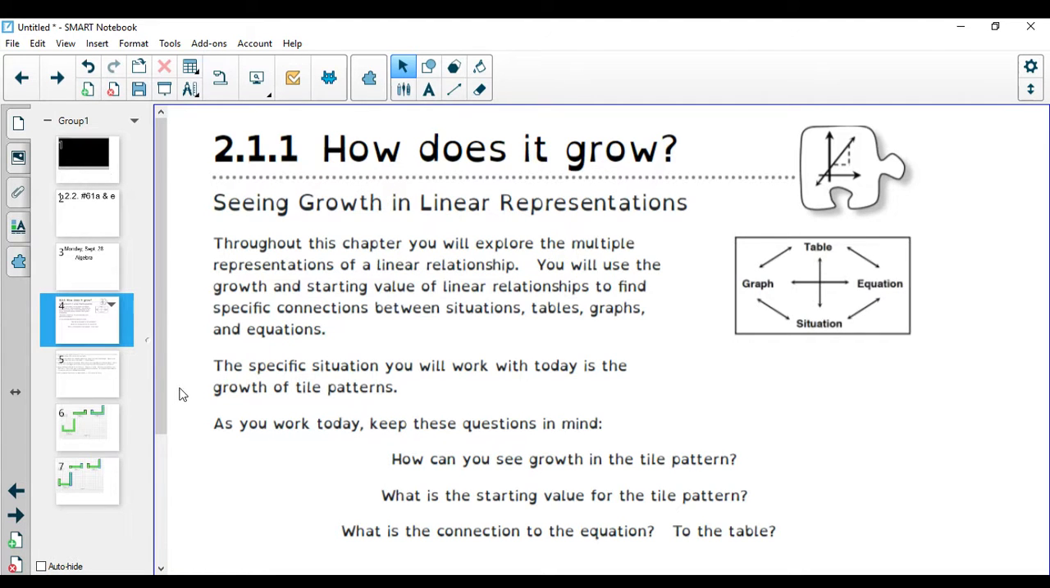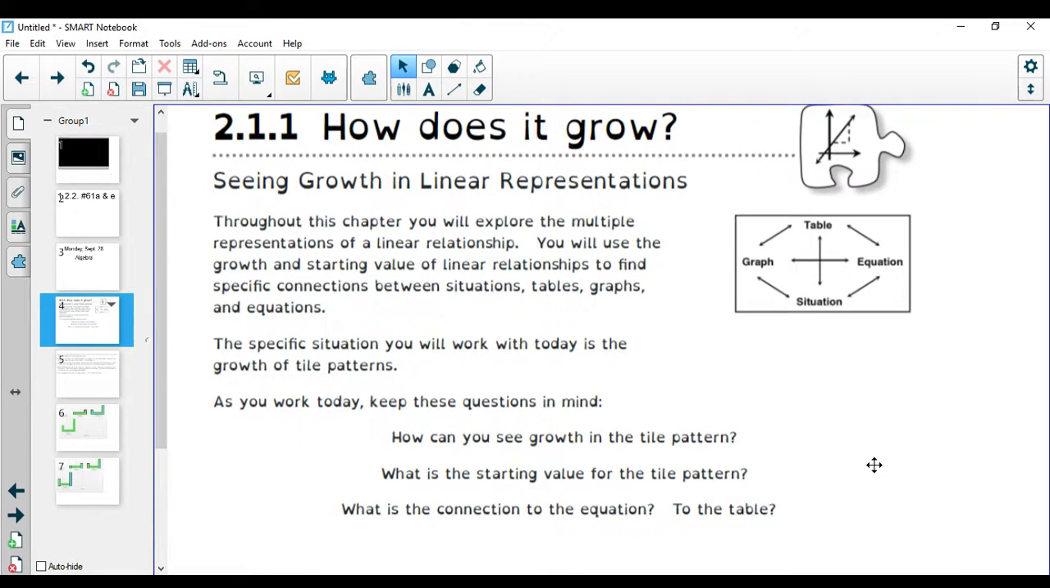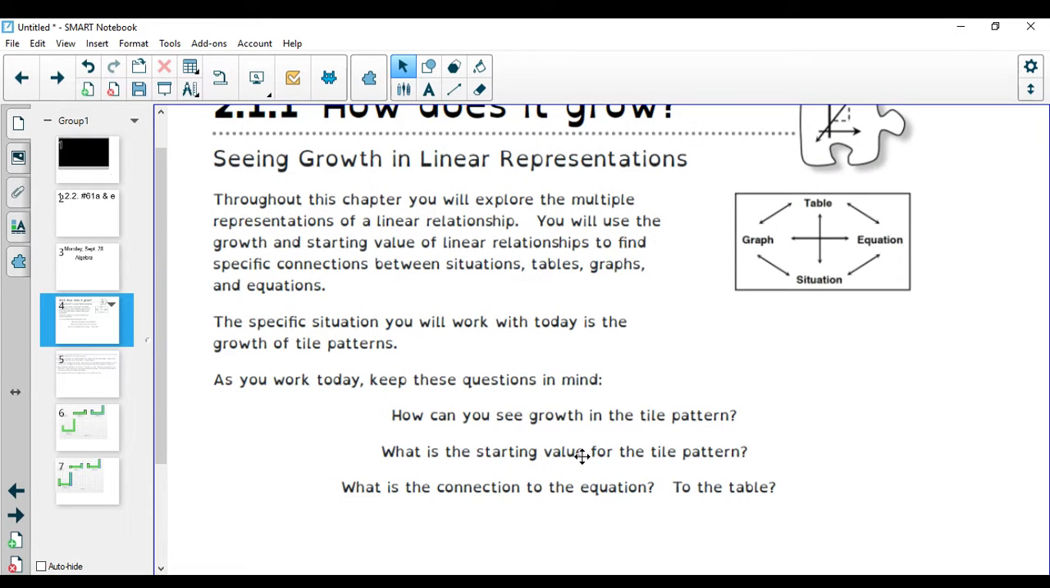So specific questions we're going to work with today. We want to look for how can you see the growth in the tile pattern? What is the starting value for the tile pattern? That's when we have figure 0. And what is the connection to the equation or to the table?